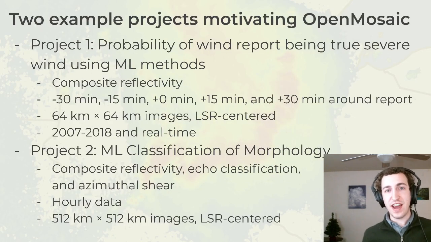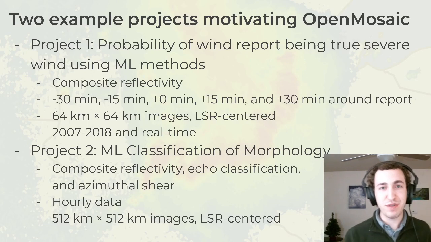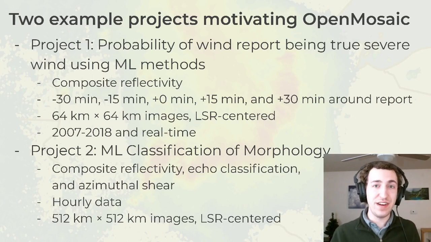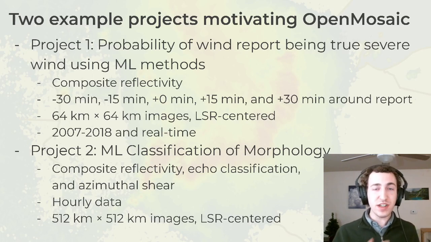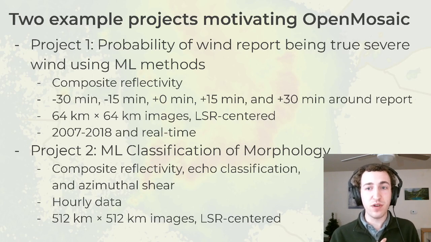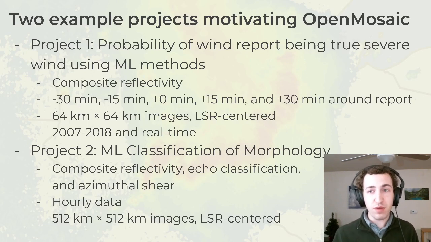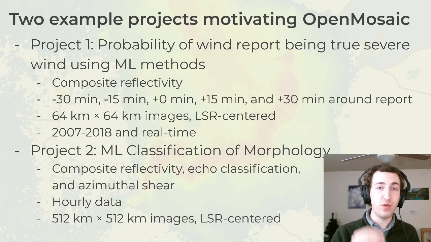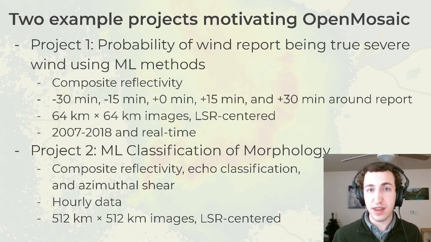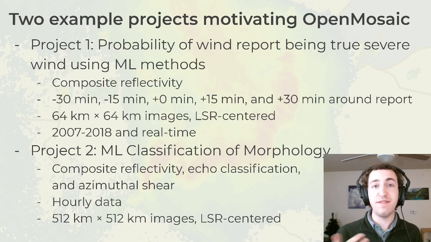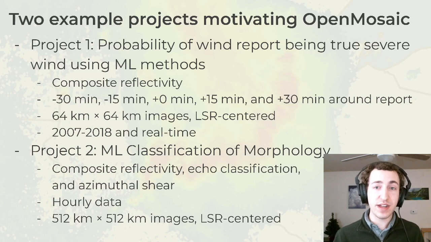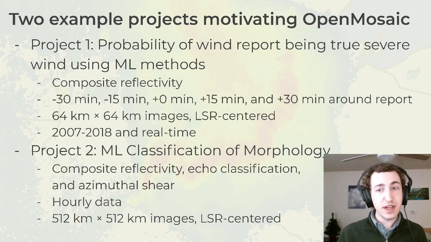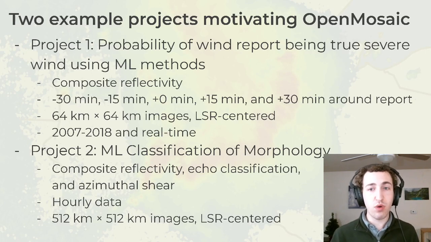So the two projects that came up in the research group here at Iowa State really motivated the need for this OpenMosaic piece of software. The first project is the NOAA-HWT project here. We're working on the probability of wind reports actually being truly severe wind levels, using machine learning methods to try to evaluate that. What they want for radar is primarily composite reflectivity every 15 minutes, out to 30 minutes before and after the storm report.